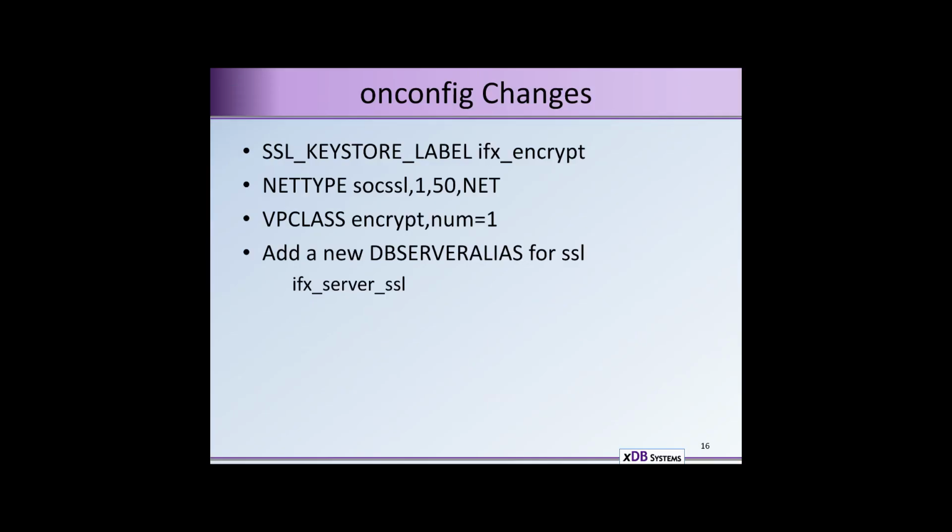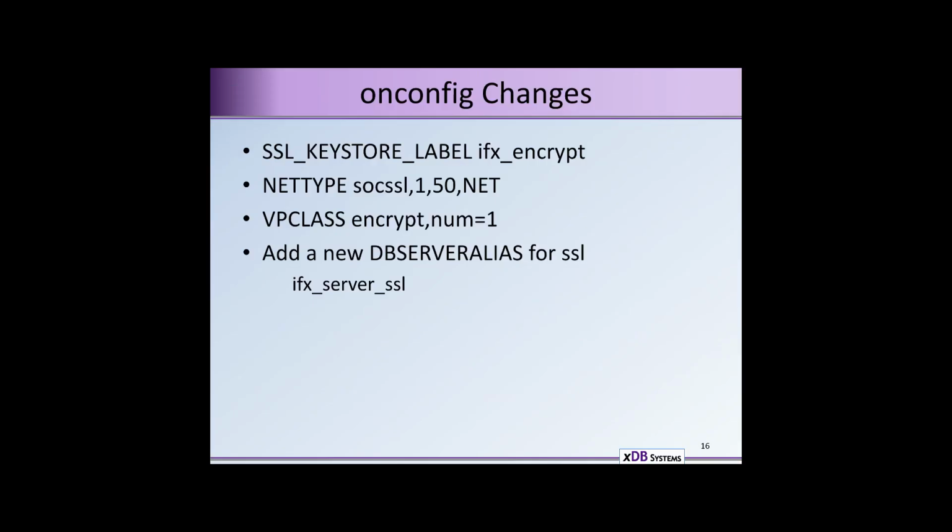The second is the net type. So we're actually going to add a SOC SSL listener. So this is the same as you might add SOC TCP. It is the resources you're giving to the listener. Obviously, the tuning here depends on your environment. Our VP class. So we're going to want to make sure we add at least one encrypt VP, and then next virtual processor. And we may want more than that depending on what our load is going to be for encrypted sessions.